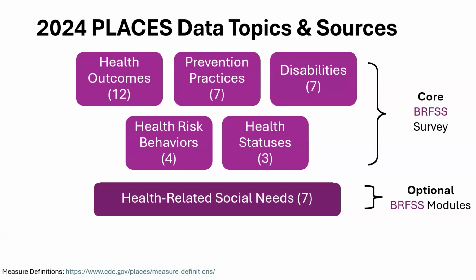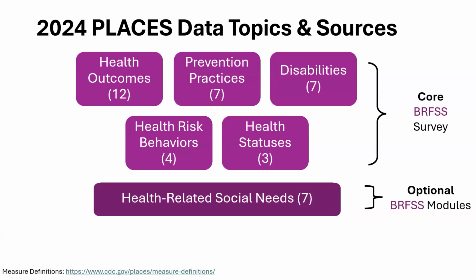So what data are included in PLACES? Well, the latest release, the 2024 PLACES release, includes data for 39 total measures derived from BRFSS questions across the topic areas shown on the slide here. The majority of these come from the core BRFSS module, those questions that respondents in every state answer. The indicators in the health outcomes category include things like tracking the prevalence of conditions and diseases like heart disease or diabetes.